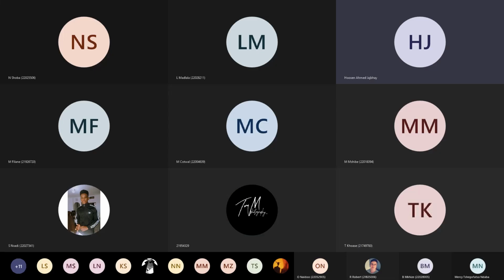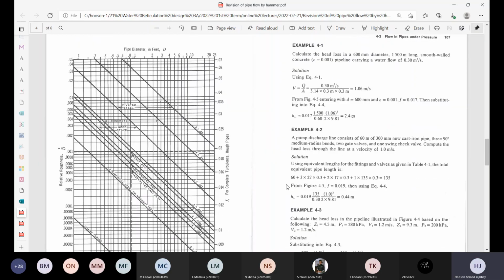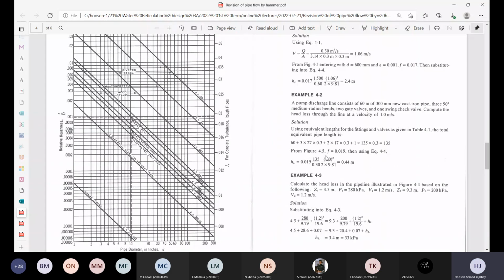Just before I continue with the last example, I had an email from one of the students regarding example 4.2, and I thought I'd provide a further clarification on that. I haven't replied to the email, so I'll just explain it in this lecture. And I thought it would be of interest to other students. The query was, in this example 4.2, why are we multiplying by that 0.3?